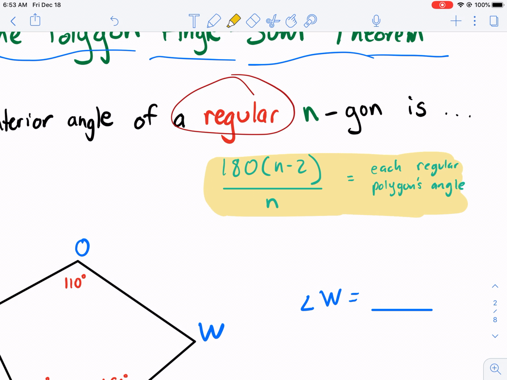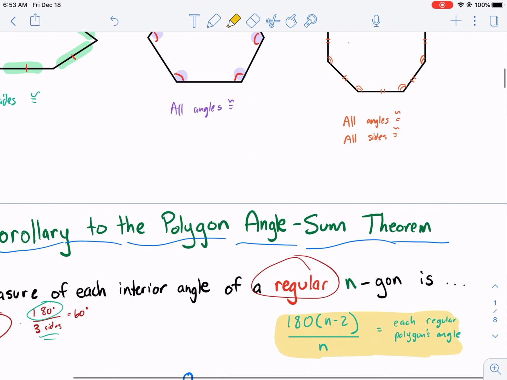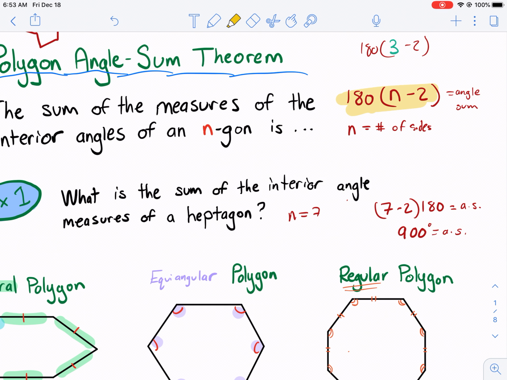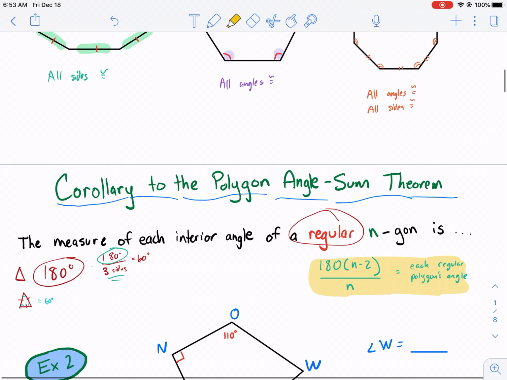Okay, so there is an important formula. And it's really just the same thing as this. You just divide by the number of sides. So don't think, oh, I need to memorize 2 formulas. No, just memorize 1 and then divide by the number of sides. It's not super complicated. Okay, so there's that.